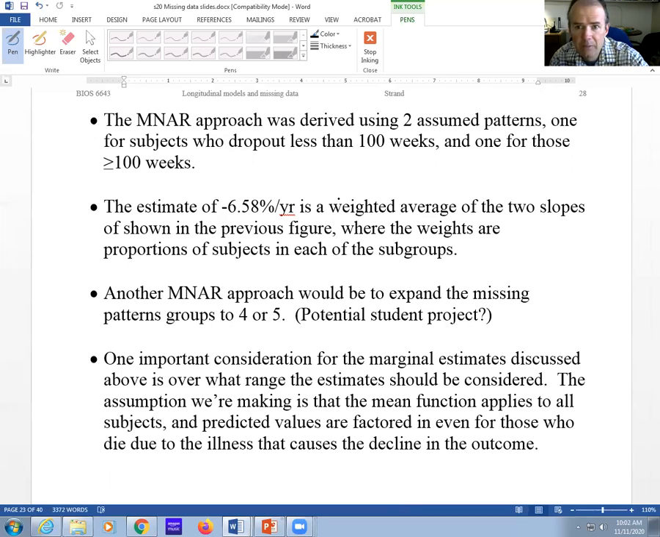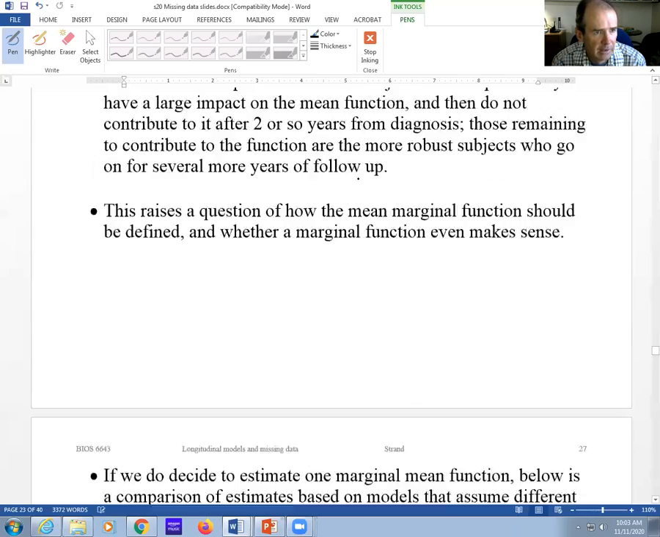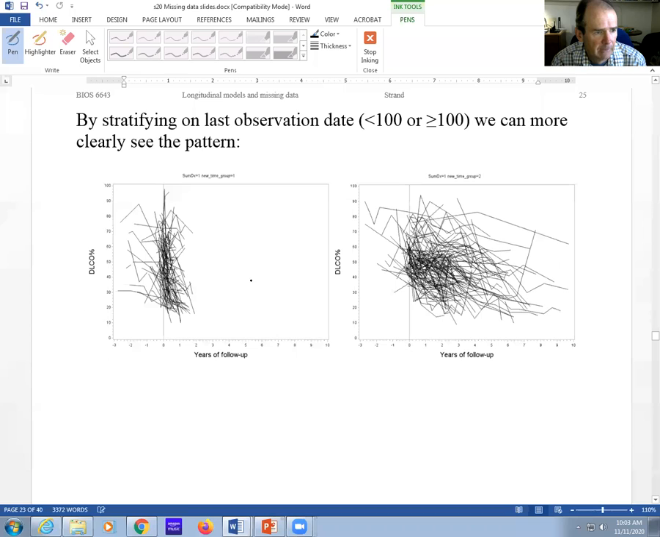What we actually did in the paper is we just left them separate. We said, for people that drop out early, here's your estimated rate of decline. And if you dropped out later, here's your estimated rate of decline. But if you want to come up with a marginal function, you can take a weighted average of those. You could also take this graph and do more than two groups. You could do 4 or 5 and then average those.